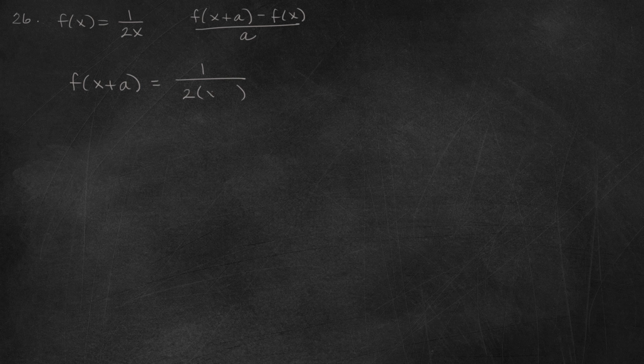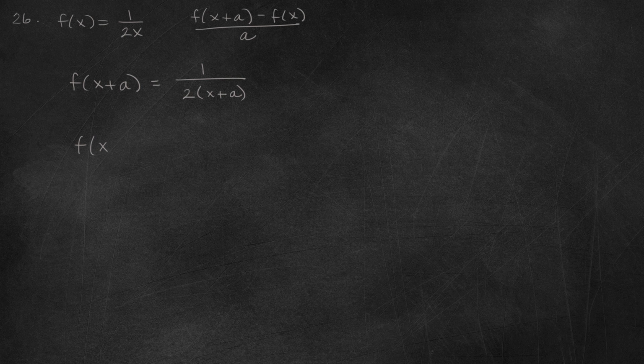Number 26. If f of x equals 1 over 2x, then find f of x plus a minus f of x over a. Well, f of x plus a just means the input for function f is x plus a, and the rule for function f is 1 over 2 times input. So f of x plus a is 1 over 2 times the quantity x plus a.